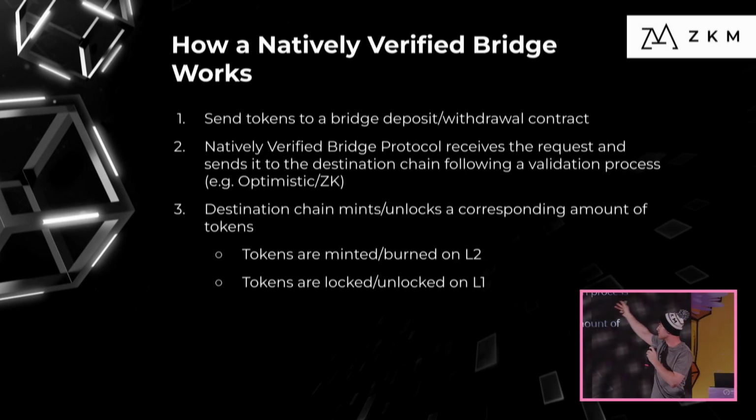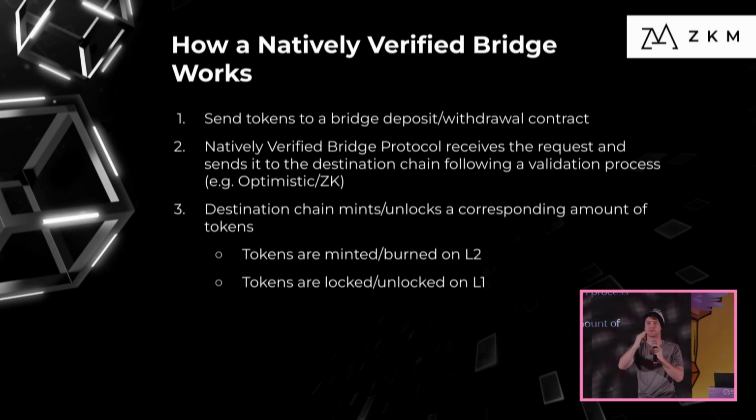How does it work? Well, first, we send tokens to a bridge, deposit, or withdrawal contract. This can be on layer 1 or layer 2, depending on the operation. But typically, if it's from layer 2, then you want to withdraw. If it's from layer 1, you want to deposit into the layer 2. The natively verified bridge receives the request and sends it to the destination chain using the native security.